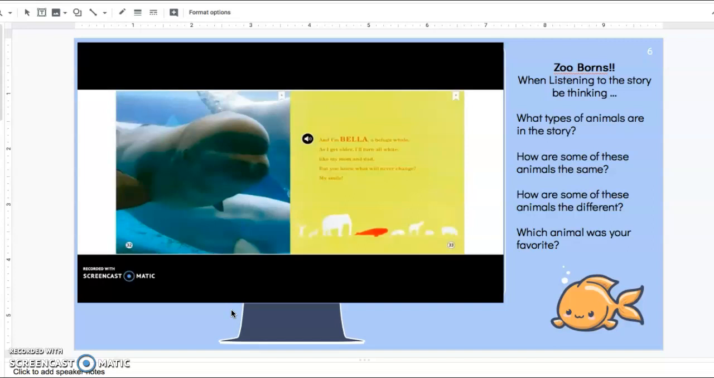And I'm Bella, a beluga whale. As I get older, I'll turn all white like my mom and dad. But you know what will never change? My smile.